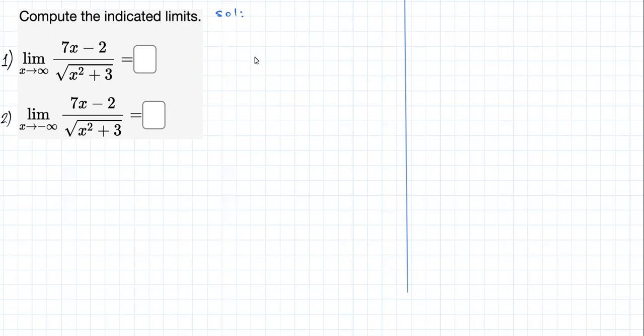Compute the indicated limits at infinity. Okay, let's start with number one. For that, I want you to recall the following fact. The square root of x squared is just equal to x if x is positive. We're going to use that for number one.